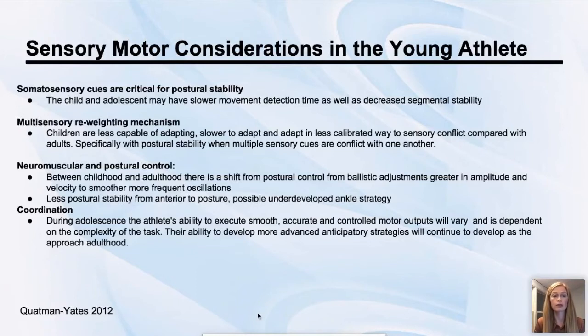We also want to talk about their coordination. During adolescence, the athlete's ability to execute smooth, accurate, and controlled motor outputs will vary, and it is dependent on the complexity of the task. Their ability to develop more advanced anticipatory strategies will continue to develop at this time as they approach adulthood. So every kid is going to be a little bit different, but we definitely want to address their coordination and the way they're moving before we send them back to their sport.